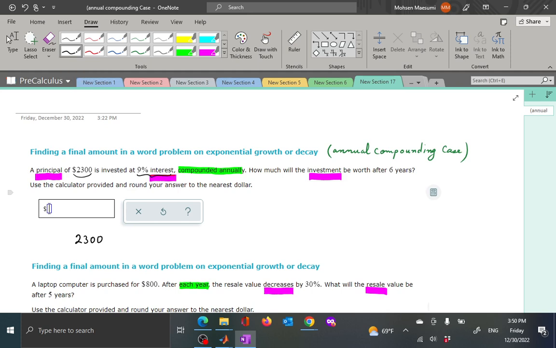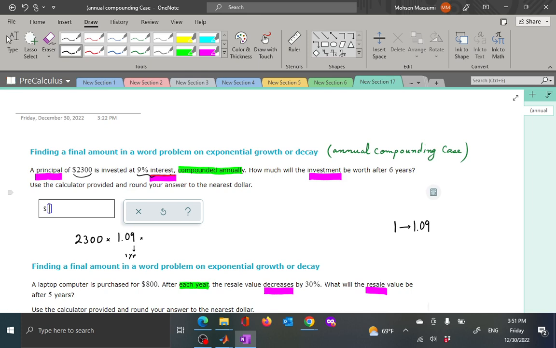That means every dollar that you have is going to increase by 9 cents at the end of the year. So $1 becomes 1.09. So if I have $2,300, and I'm getting 9% interest, at the end of the first year I'll have 1.09 for each dollar that I had at the beginning. So I multiply by 1.09, and I find out how much it is after 1 year.